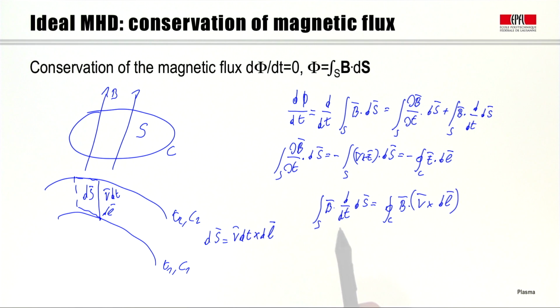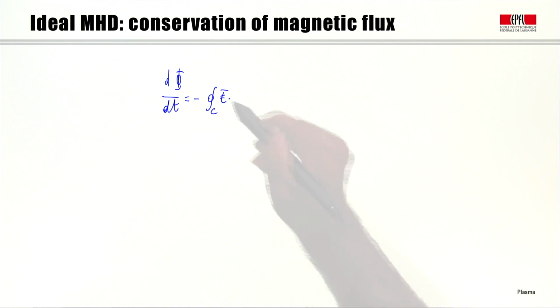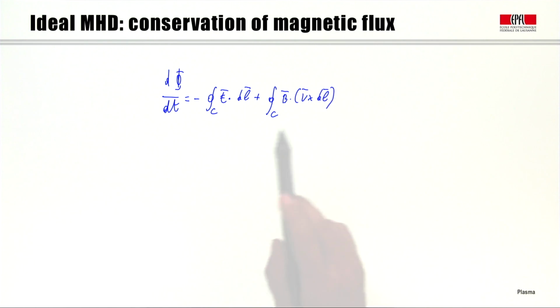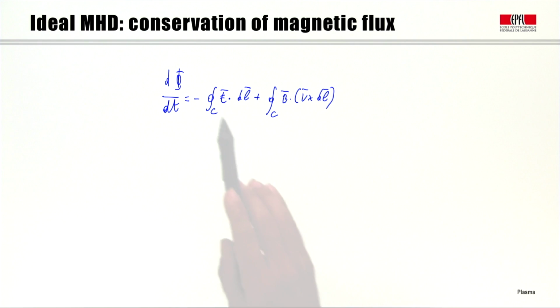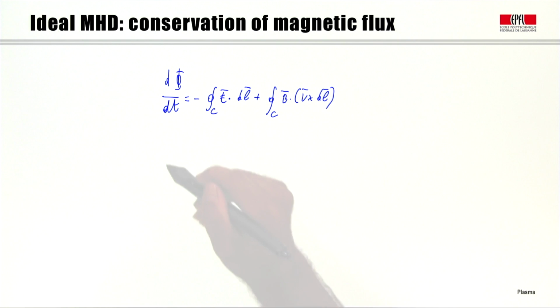So our surface integral of B dot d/dt of dS becomes the integral over the contour C of B dot v cross dl. We can now put together the two terms we have obtained for the time derivative of the magnetic flux, dφ/dt. So we have two integrals over the contour C. We can rearrange the terms into the second integral and combine it with the first.